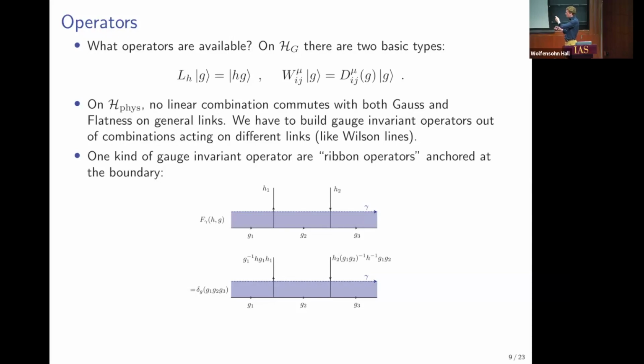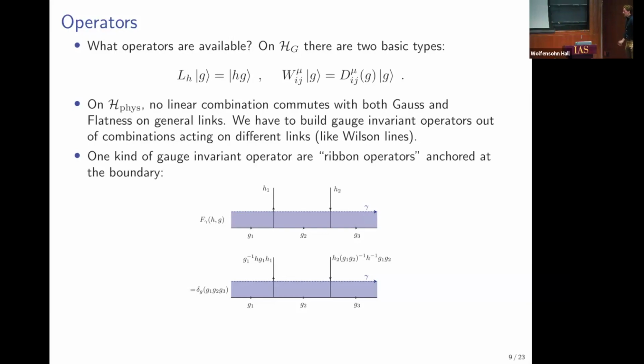h has a different role. It acts on these two links and shifts them. It acts kind of like these L operators on the two spokes coming out of the spine. It shifts them in a coordinated way such that the state will continue to satisfy the flatness constraint.